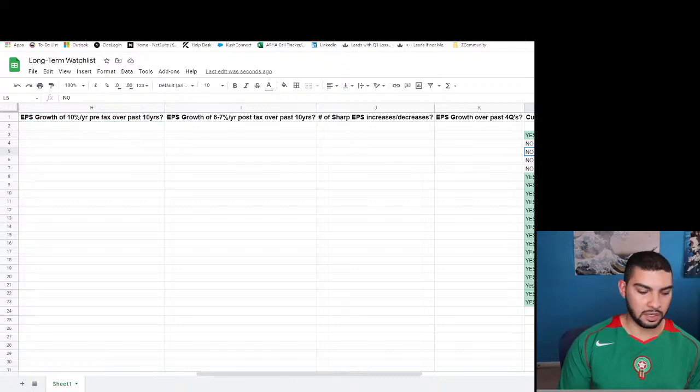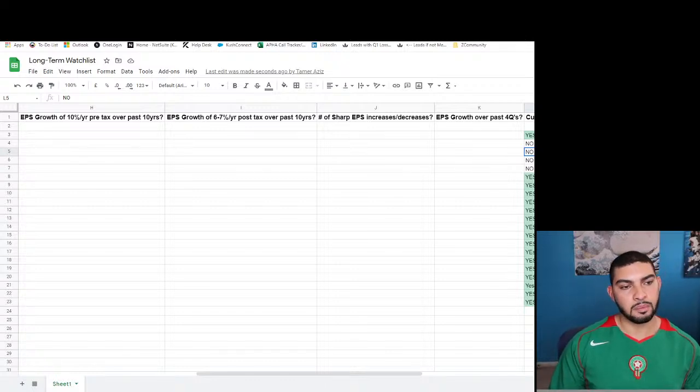Okay. EPS growth of 10% per year over the past 10 years. And we're also going to see if it has done any sharp increases or sharp decreases, because that raises a huge red flag right away. Obviously, because of the pandemic and stuff, maybe we'll be a little bit more lenient on that. But actually, you know what? I'll also even add EPS growth over the past 4 quarters. Might as well, right?